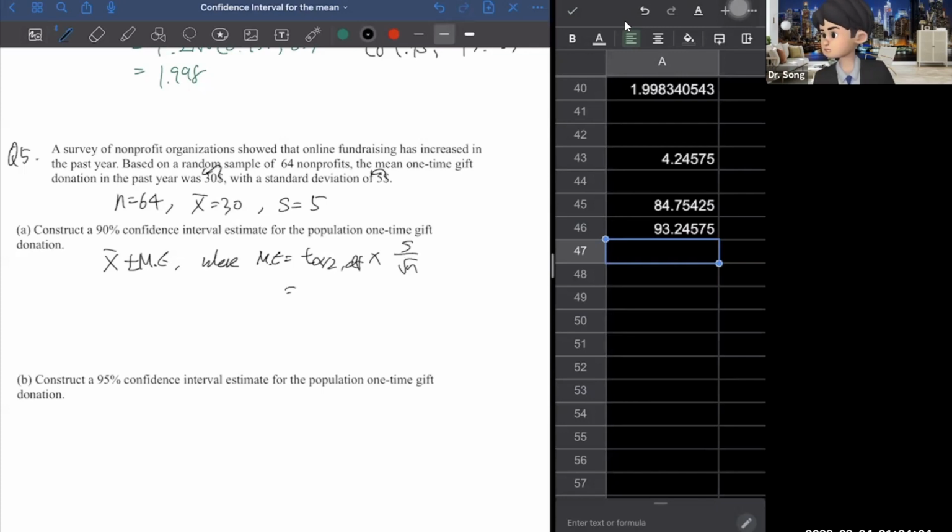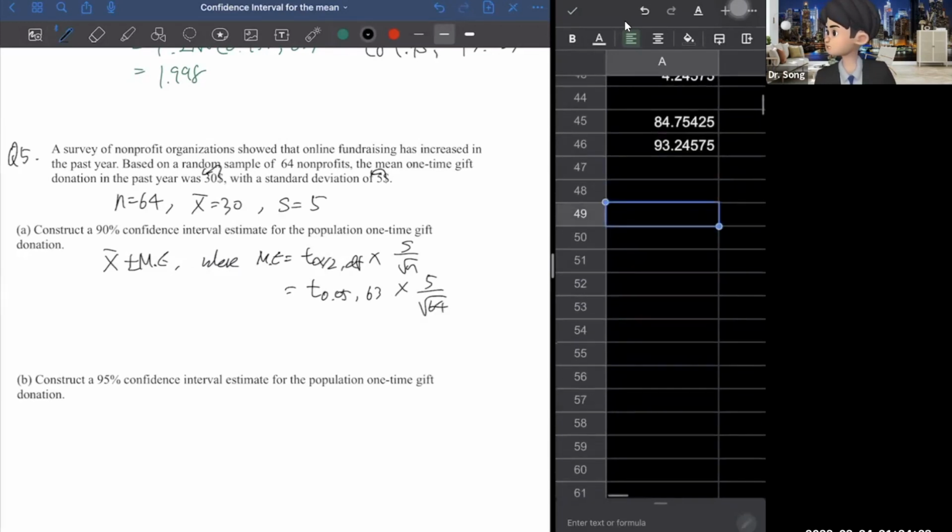So the t critical value in this case, 90%, means that t alpha over 2 is 10% divided by 2, which is 5%, 0.05. And degrees of freedom is 64 minus 1. n minus 1 is just 63. And then times the standard deviation 5 over square root of 64. So let me calculate this margin of error.